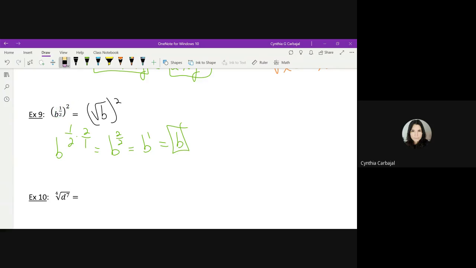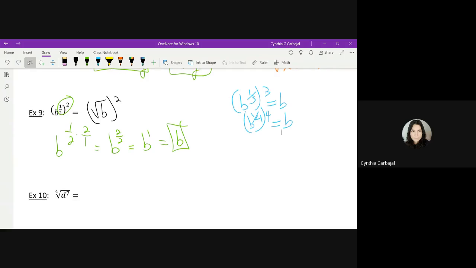So what happens when I have something squared and, I mean, the perfect opposite or the reciprocal of each other? Then they pretty much cancel each other out. So if I have an exponent like b to the 1/3 raised to the 3rd power, they're going to cancel each other out, and that also will give me b. Same thing with b to the 1/4 raised to the 4th power. That will also cancel out and just give me b, right? Because they pretty much undo each other.